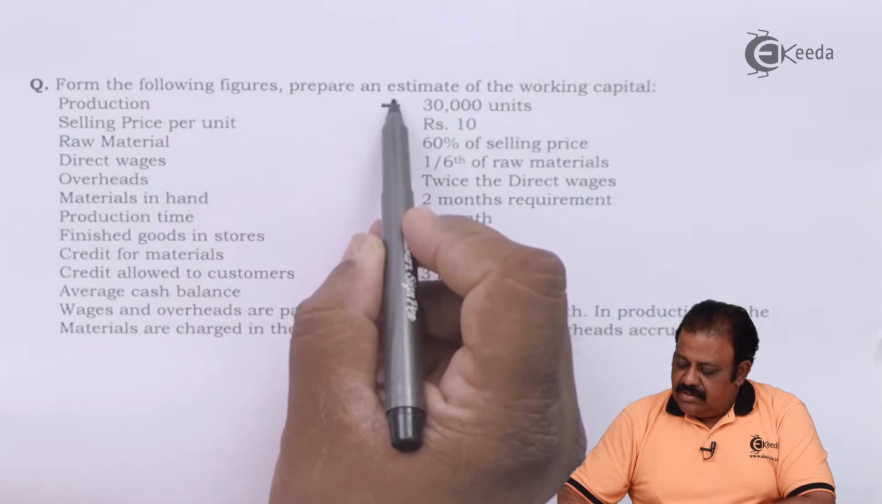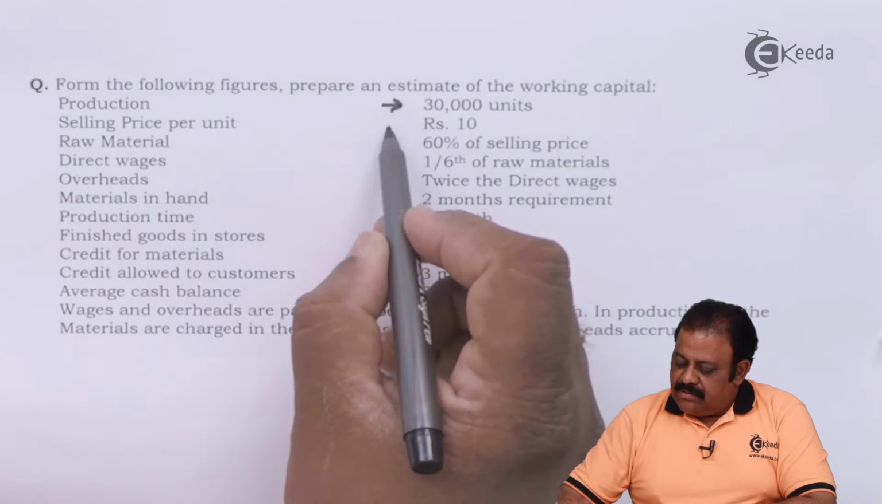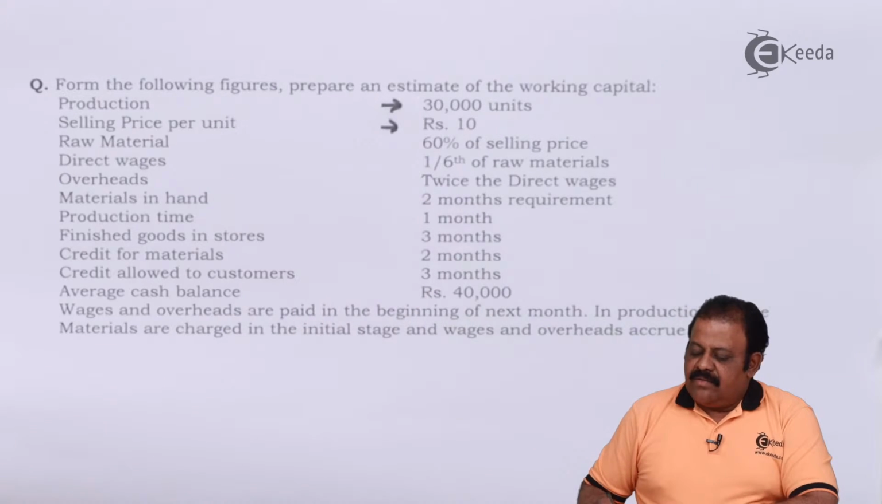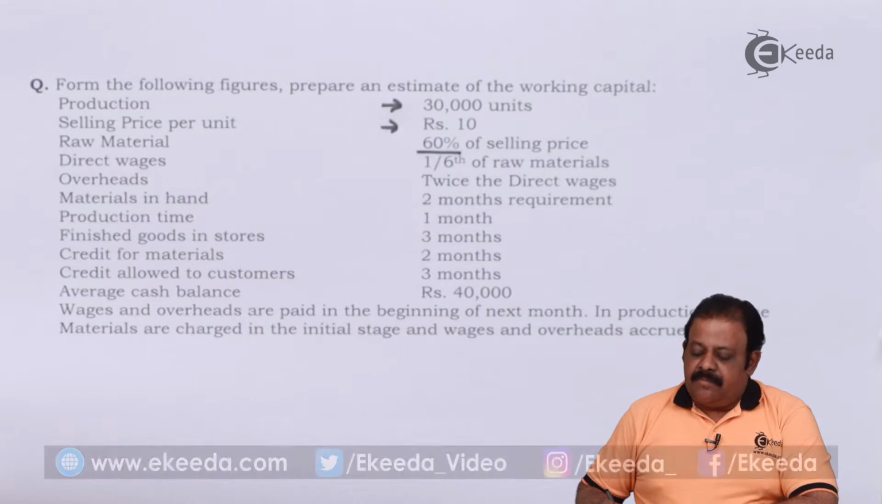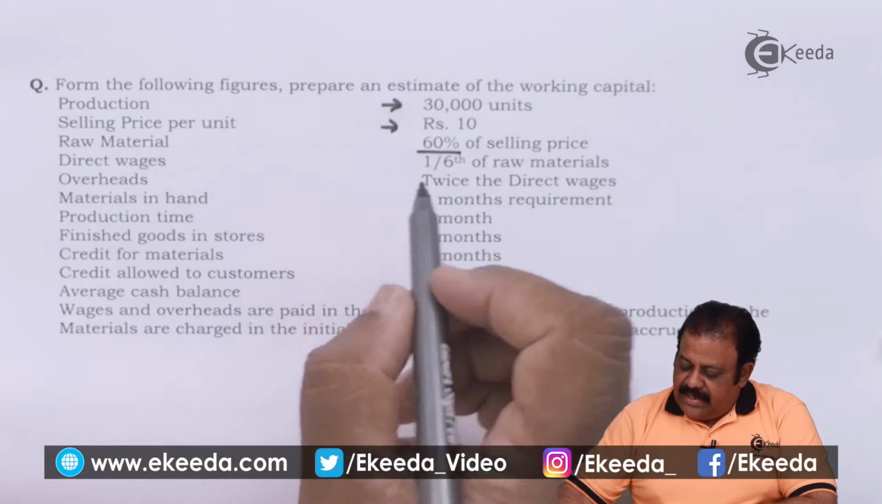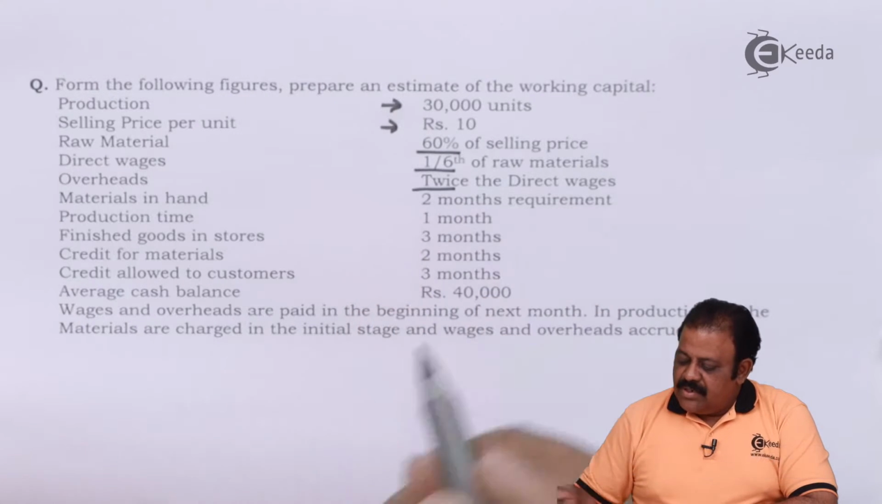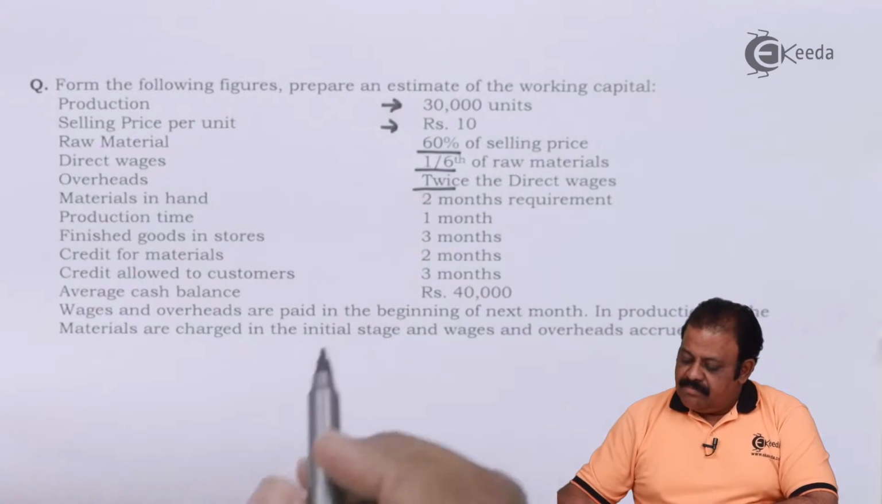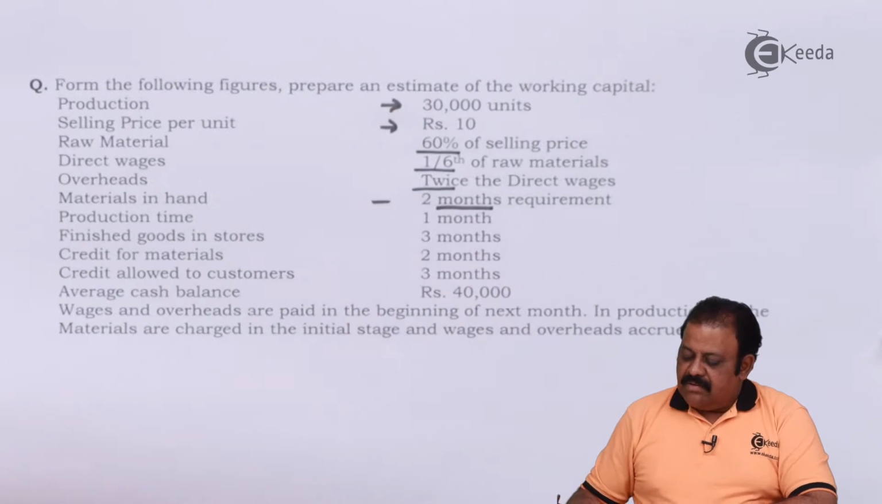Production 30,000 units. Selling price per unit rupees 10. Raw material 60% of selling price. Direct wages 1/6 of raw material. Overheads twice the direct wages. Material in hand 2 months requirement.